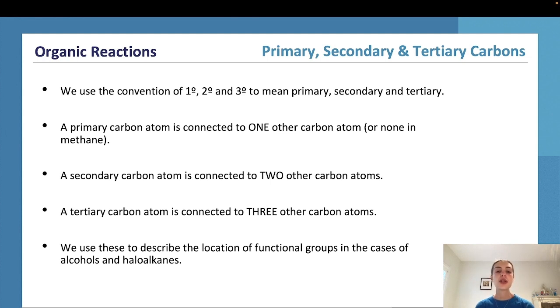And so these are used to describe the location of functional groups. As we've spoken about before, with our alcohols we have primary, secondary, tertiary, and with our amines we've got primary, secondary, tertiary. We can also do this with haloalkanes to describe the location of the halogen groups. So this concept of primary, secondary, and tertiary is very useful in describing our functional group locations.